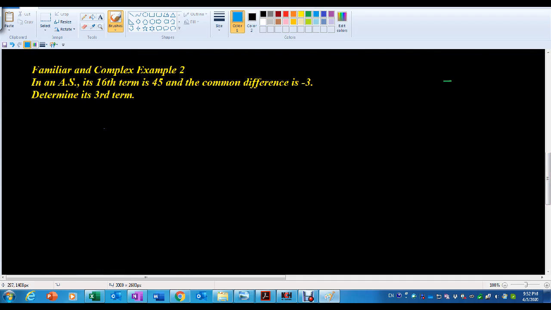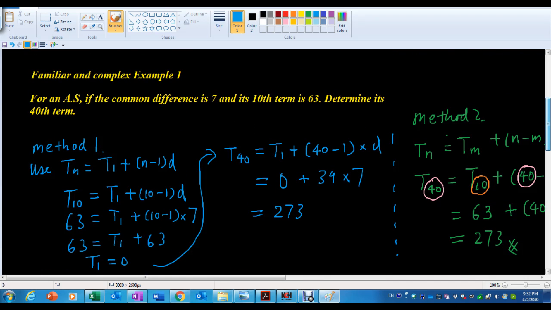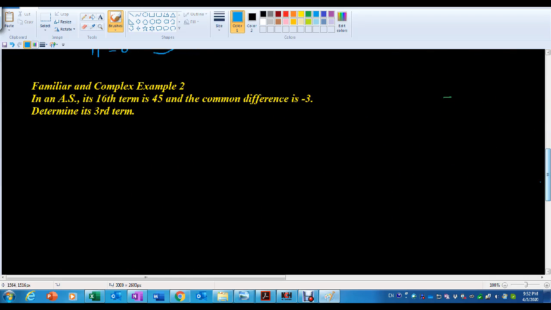For this example, you see that the 60th term is 45, and the common difference is minus 3, and you are going to find the third term. How could we find the third term? It's a bit different from the last one, isn't it? Because the last one you are given the 10th term and you are going to find the 40th. But this time, the 16th term is given, but you're going to find the third.